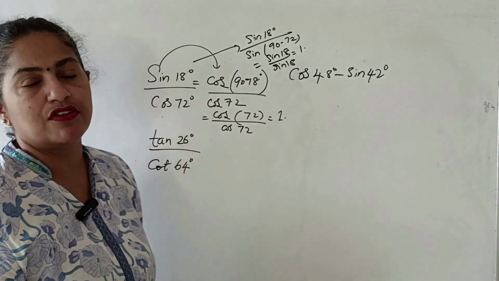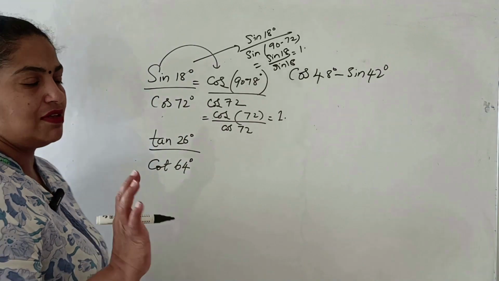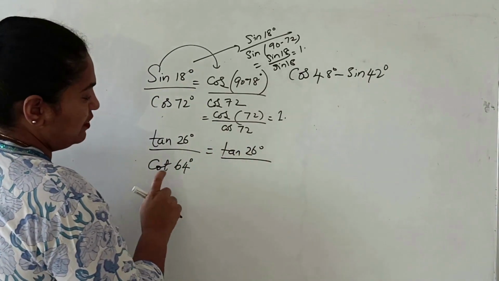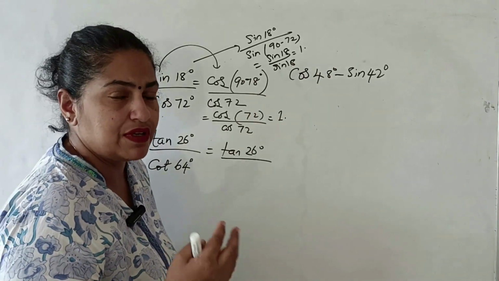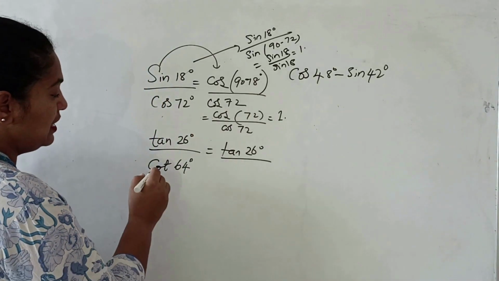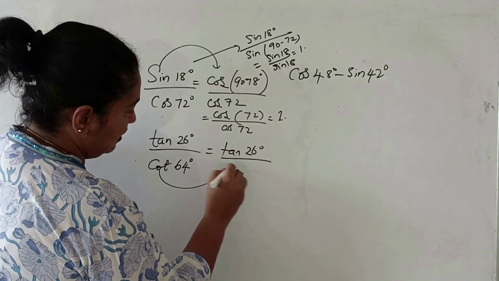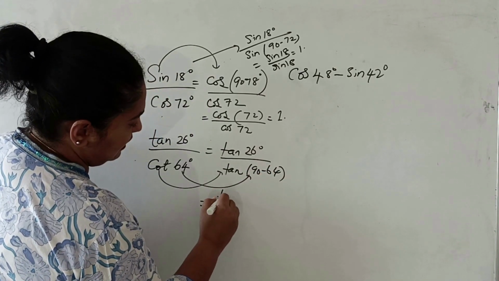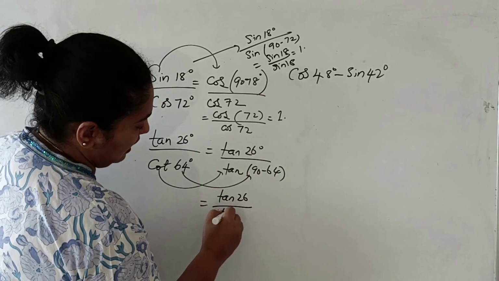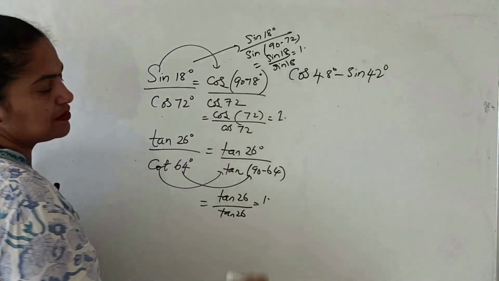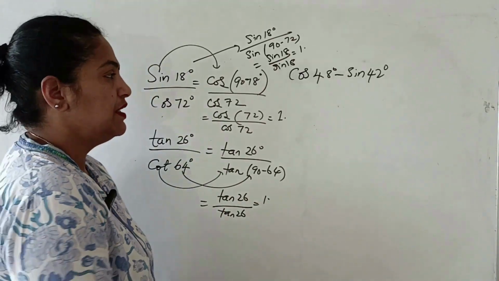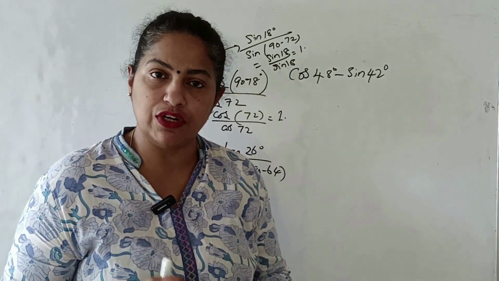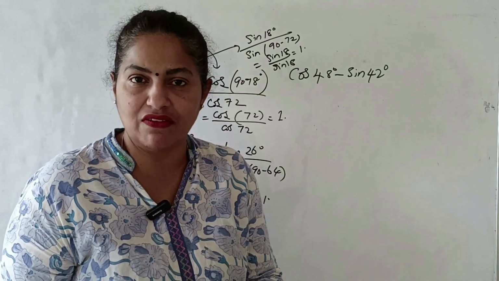Tan 26 by cot 64, I am going to change the denominator. So tan 26 by cot 64, when I am transforming it into its complementary angle, cot becomes tan, and 64 becomes 90 minus 64. This is tan 26 by tan 26, which is 1. Got it? Cos 48 minus sin 42. So now easily you can figure out where to apply. Anywhere you apply, it is going to give you the same answer.